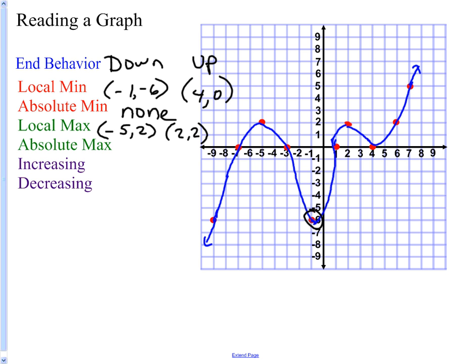And tougher follow-up question, absolute max. They both go to 2. Shouldn't I be picking this one or this one for the highest of them all? No, because it goes higher over here. And we don't know when it would stop, so we'd say none.